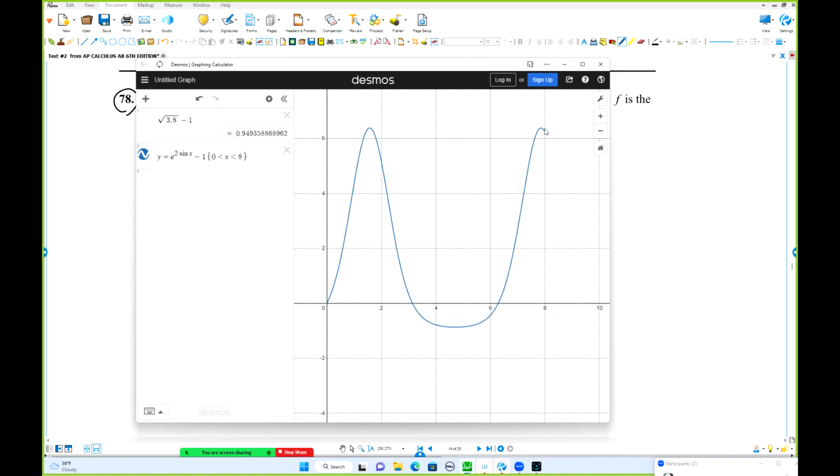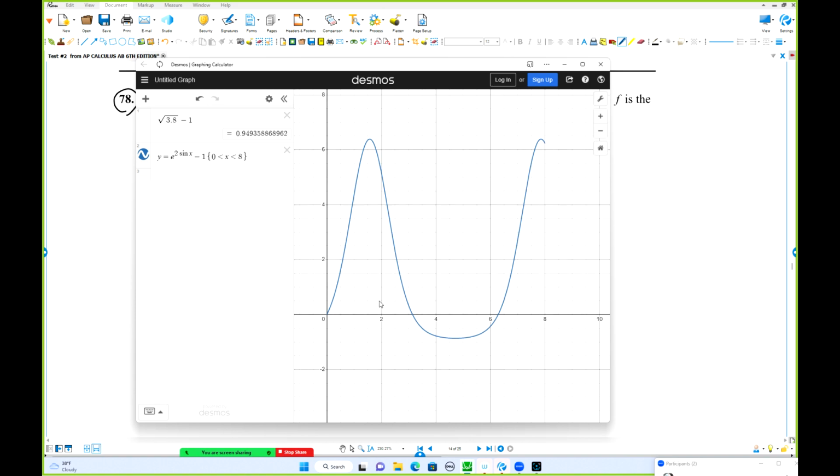From here up to here, pi, the derivative is positive, so they are all increasing, right? Are you okay with this? This is not the original, this is the derivative. So from 0 to pi, the original graph is always increasing. Are you okay with this?